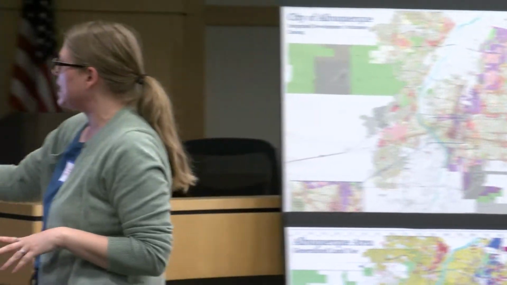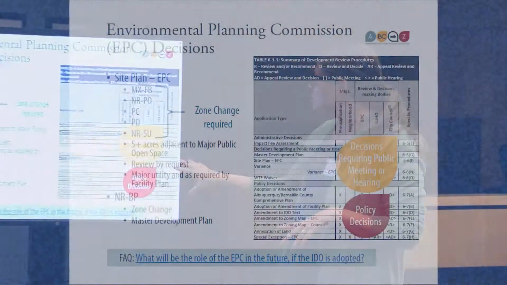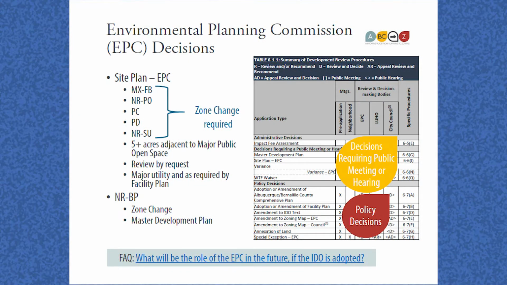There are other things that the Planning Commission does that are captured on Table 611. They hear appeals of the impact fee assessment, which is an administrative decision. They also hear waivers to the WTF, or wireless telecommunication facilities. And most importantly, the Planning Commission is either a recommending body or a decision-making body for policy decisions.